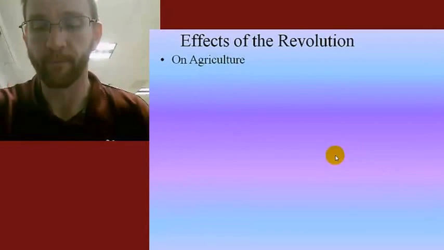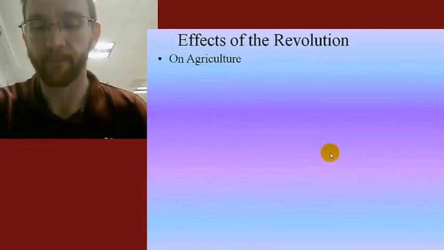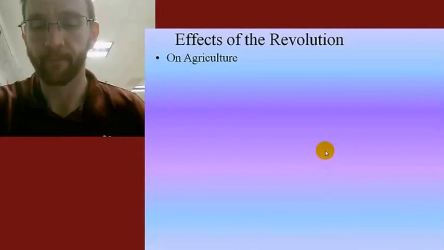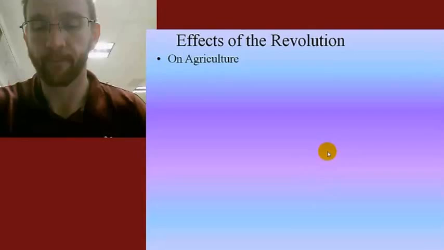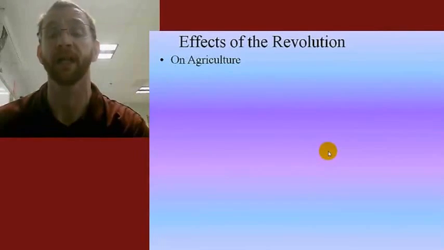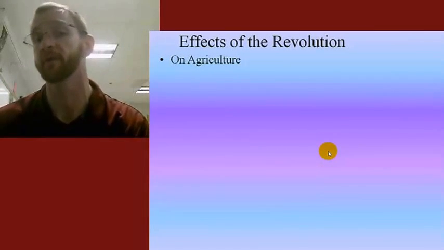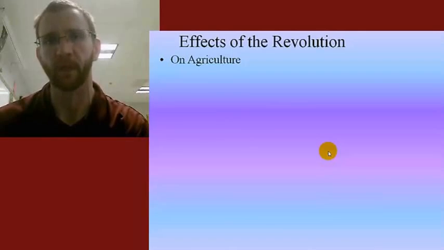So let's talk about some of the long-term effects of the Industrial Revolution. Some of the long-term effects on agriculture were, one, there was a tremendous increase in agricultural production. The production of crops became more quick, more efficient. We were able to produce more food with less people working the land, which decreases the labor force involved in agriculture. There are a couple of examples.